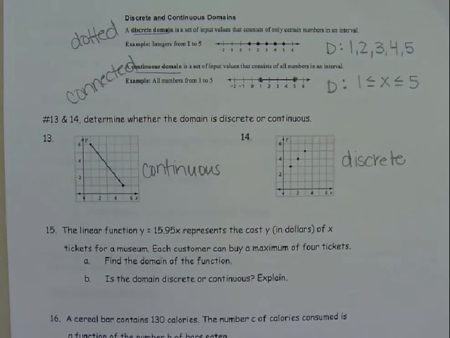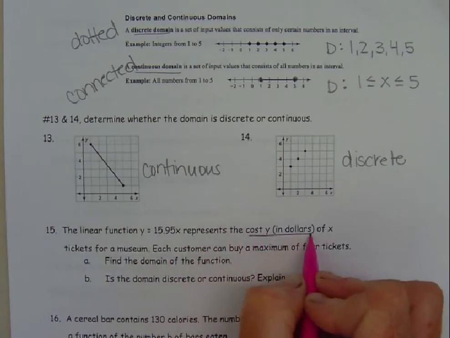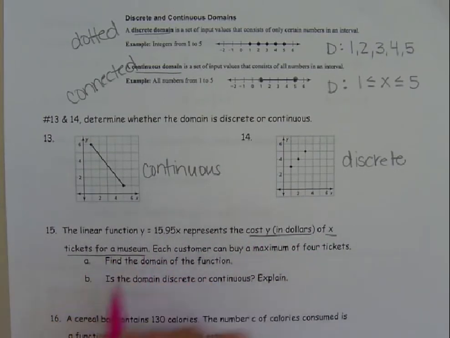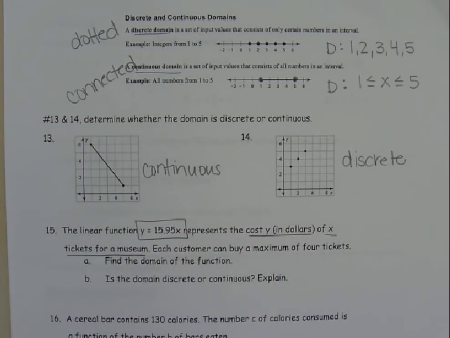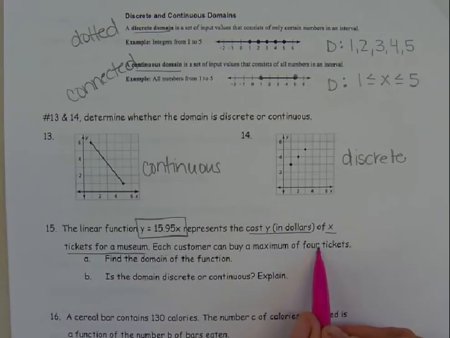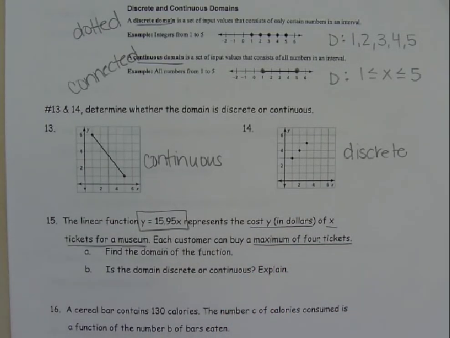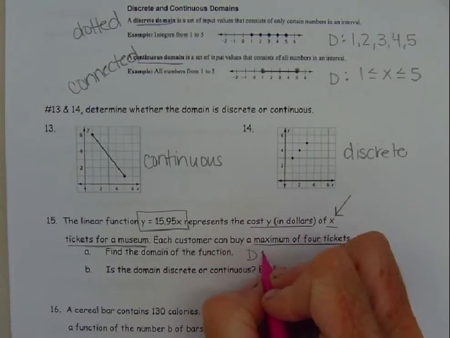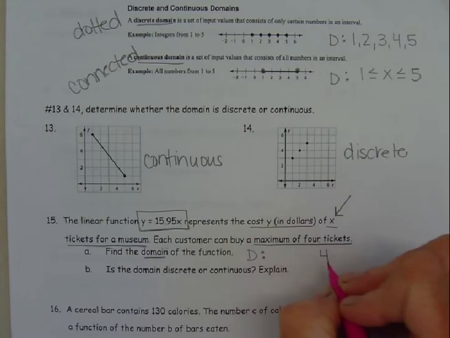So if we take a look at our first example, they give us this linear equation where y is your cost and x is your number of tickets. So this equation right here, y equals 15.95x. It says each customer can buy a maximum of 4 tickets. And because tickets deals with my x, that means that we are going to start by looking at the domain. So if I can buy a max of 4 tickets, that means 4 tickets can be my most.